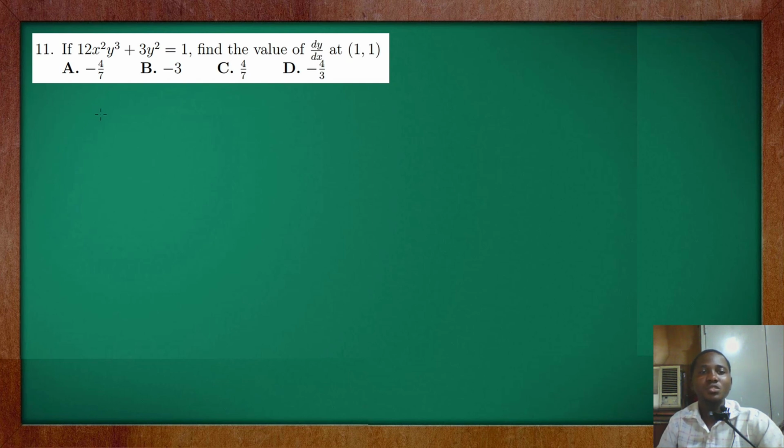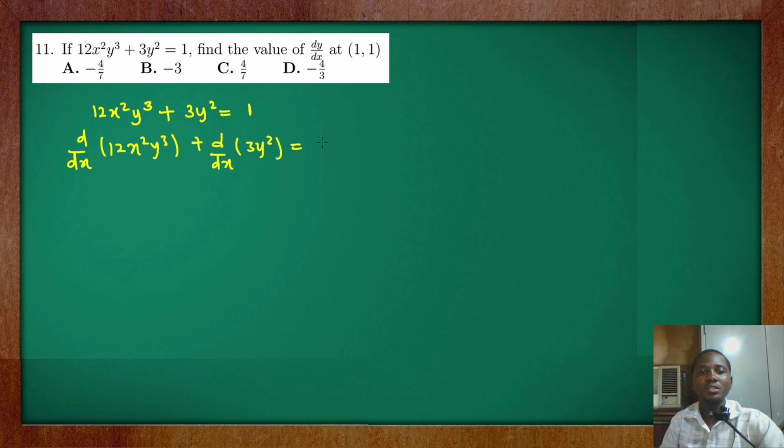Now here we have 12x squared y cubed plus 3y squared equal to 1. So that means if I differentiate each term with respect to x, I'm going to have d/dx of 12x squared y cubed plus d/dx of 3y squared, then equal to d/dx of 1. Now here I can actually apply my product rule.